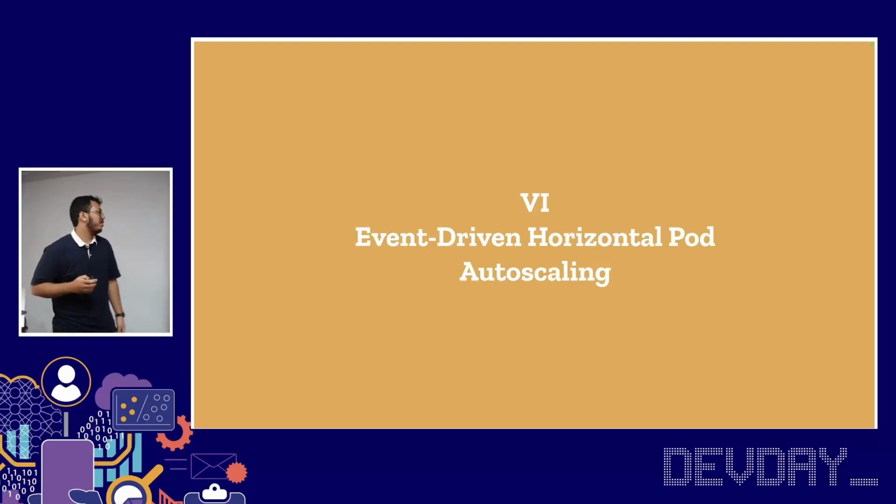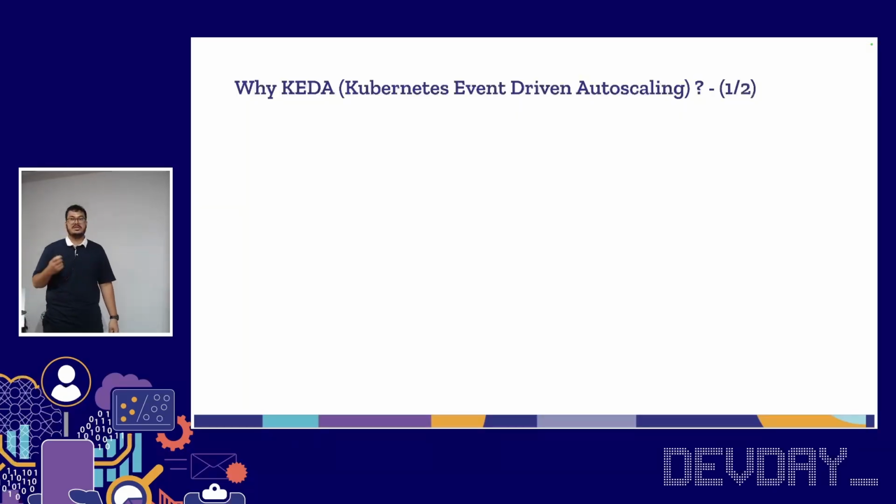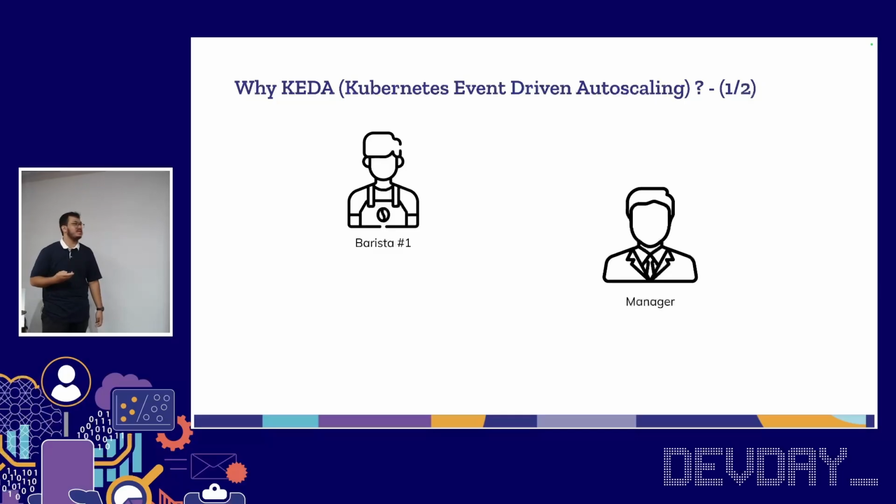Cool. So we have looked at HPA, VPA, and Cluster Autoscaler. These are three types of autoscalers. Let's look at the final one, which is event-driven autoscaling. Now, to explain why we would even need event-driven autoscaling, let's again take a look at an example.